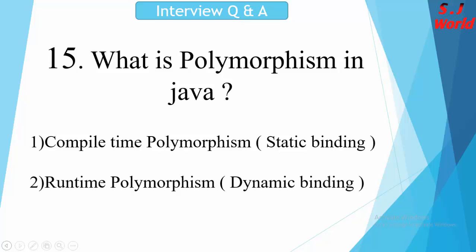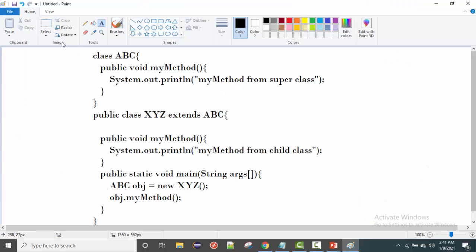What is method overriding? तो method overriding में क्या होता है? Two methods which have the same signature but are defined in two different classes, that is superclass and subclass. For an example, now this is my example where ABC is a class and XYZ is a class. XYZ is extending ABC, means it is a child class, and ABC is a superclass.